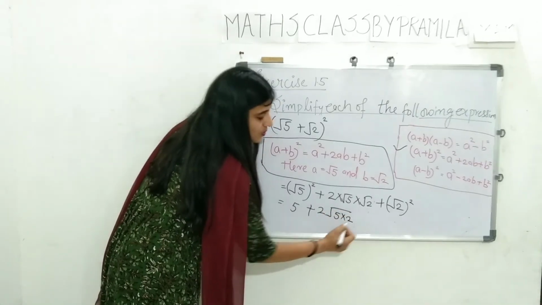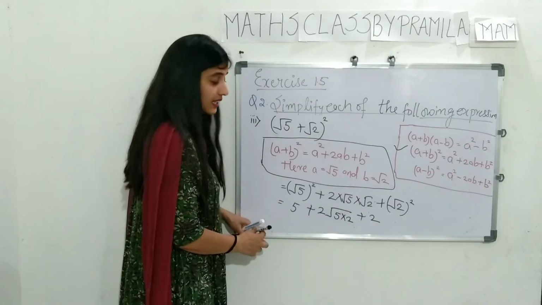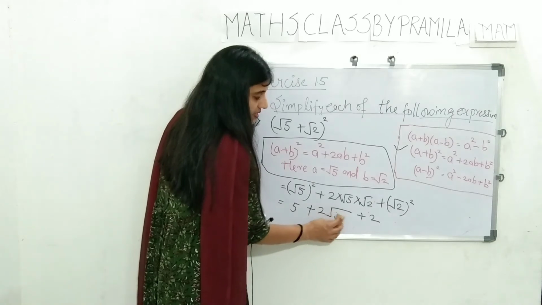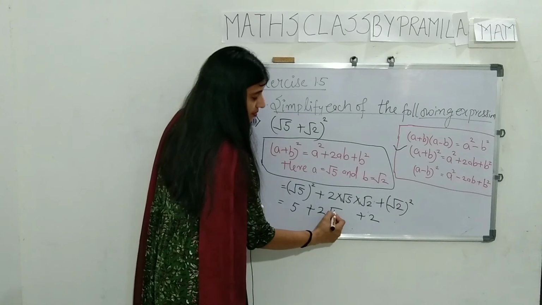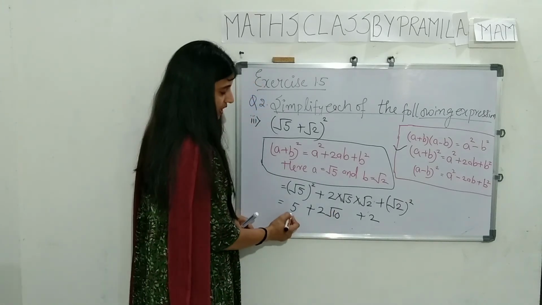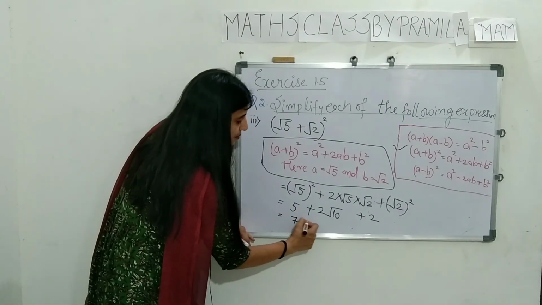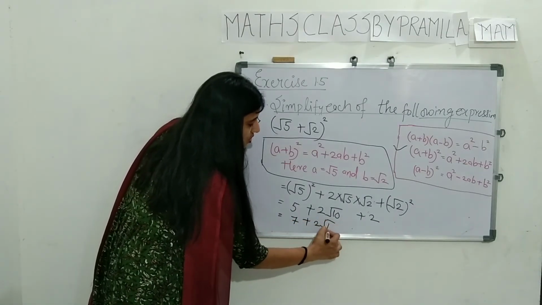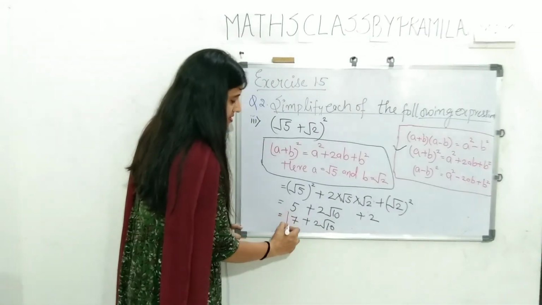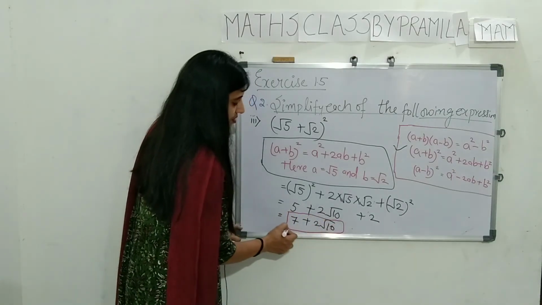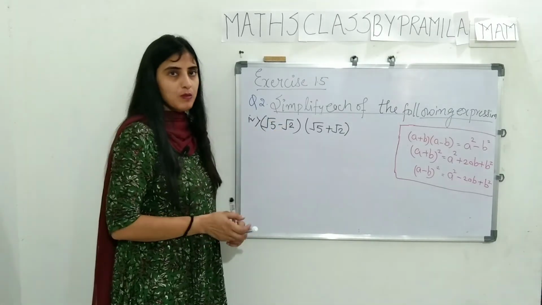5 into 2 plus 2. Okay, 5 2s are 10. So instead of writing this, I will write 10. Okay, so 5 and 2 both are constant terms. So I will add 5 plus 2, 7 plus 2 root 10. We got the answer. Now I can't add these two numbers. This is our answer. Okay, we'll see the last problem, the fourth problem.